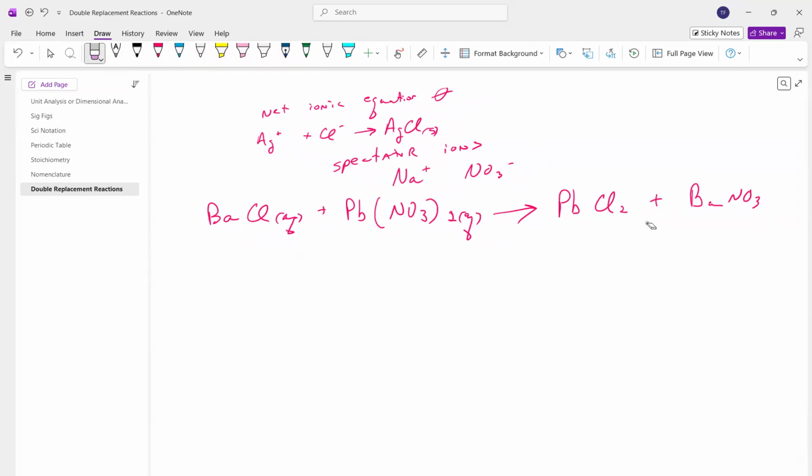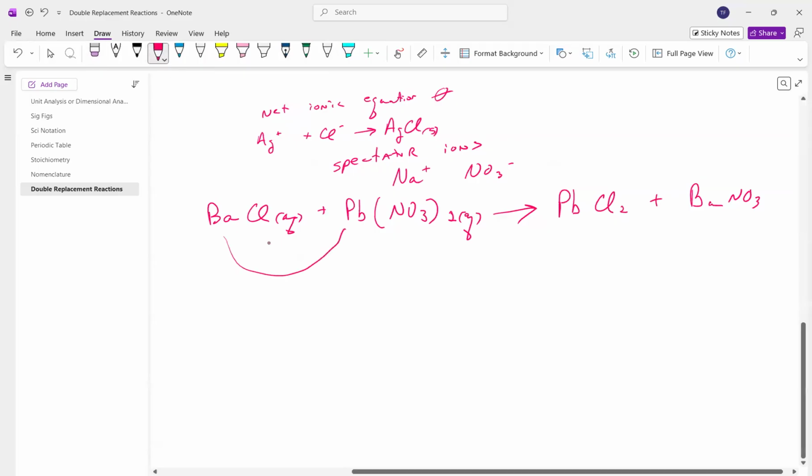Okay, so swapping out the cations, we end up with this new combination. Lead chloride with barium nitrate. Well, first of all, this is not balanced. We need to balance it.